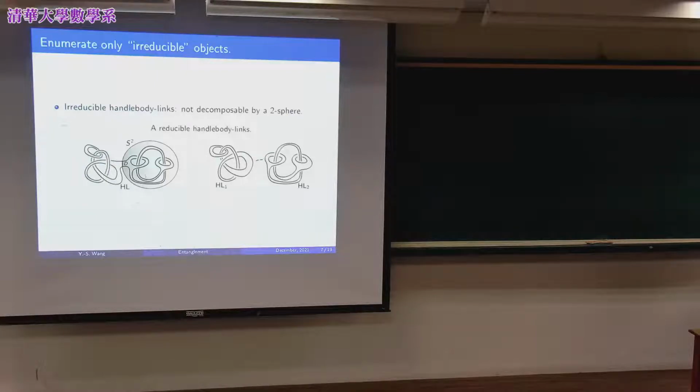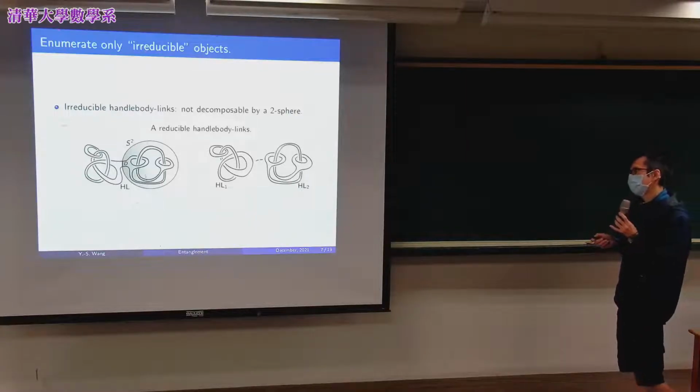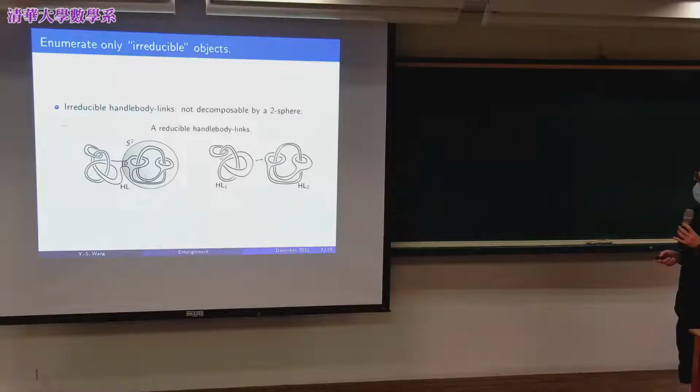And so this is an example. Here we have a handle-body link, and there is a two-sphere, and it can be decomposed into 2 non-trivial parts. And that's why we are not so interested in reducible handle-body links, because they can be obtained by irreducible ones. And when you do enumeration, you want to save your resource, so we only enumerate irreducible objects. The definition might look simple, but to detect irreducibility could be challenging.